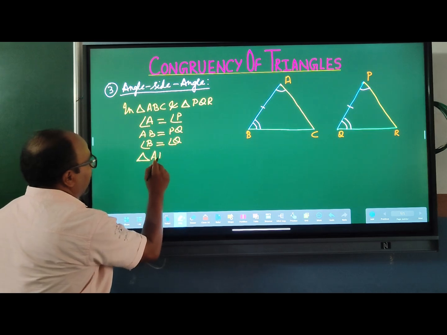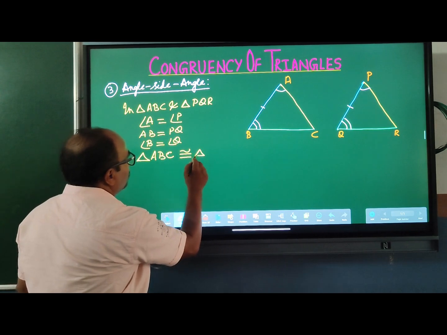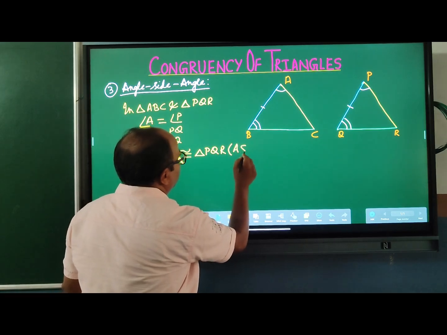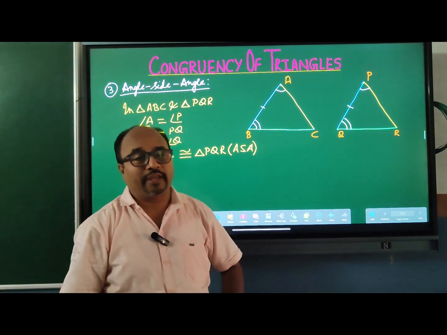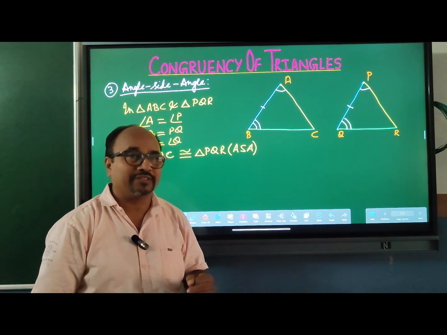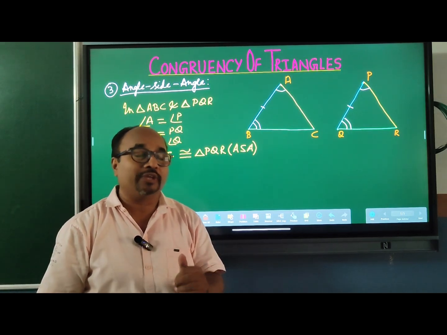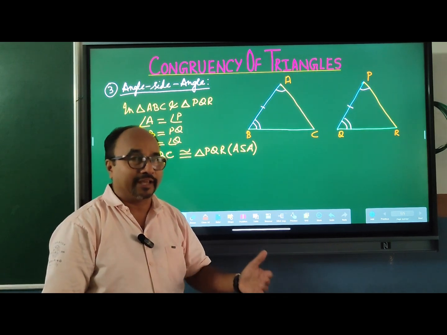So we get the two triangles, triangle ABC, congruent to triangle PQR by the rule angle side angle. In this rule, one more thing to remember, it's not always necessary that the side be included between the two equal angles. So we will see that as a separate rule in the next one.